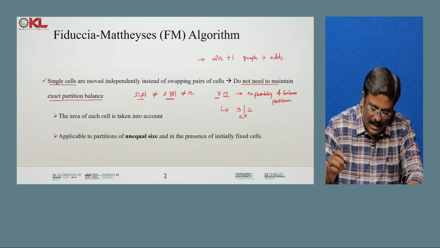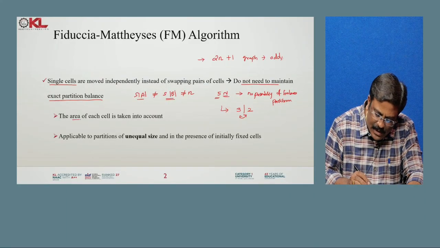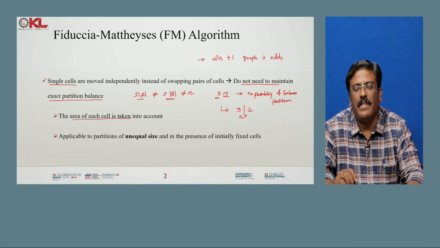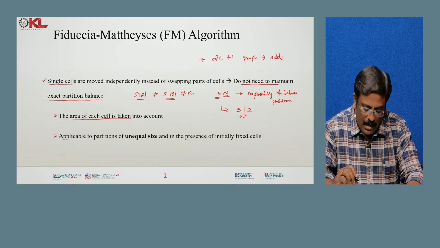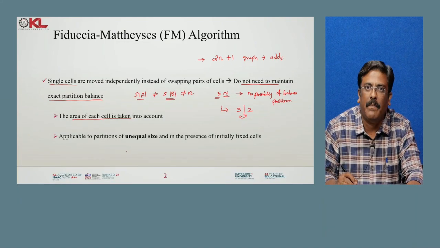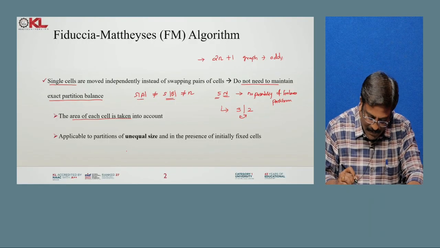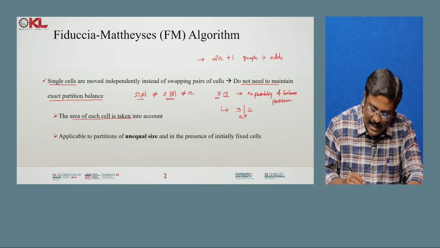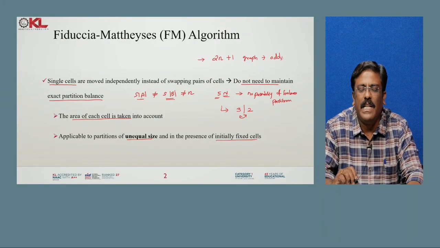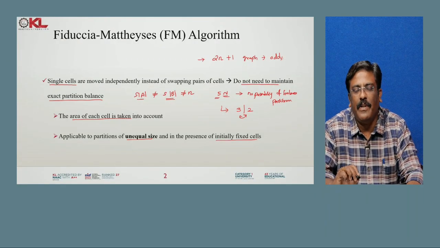Another thing is that the area of the cell plays a major role when we consider the FM algorithm. Every node on the graph has its own respective cell, its own respective area, and that area is taken into account to do a successful partitioning using the FM algorithm. The second point is that it is applicable for unequal sizes in the presence of initially fixed cells. That is another feature we can see when we talk about the FM algorithm.